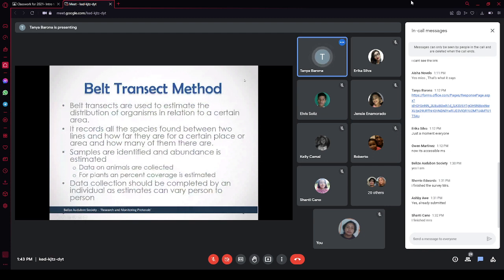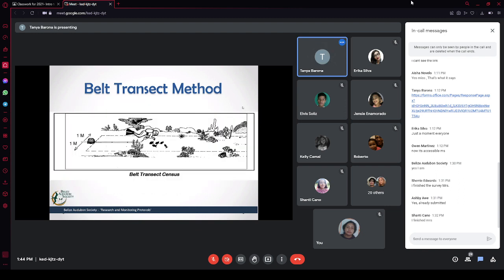All right, the other method is the belt transect method. This is used to estimate the distribution of organisms in relation to a certain area. It records all the species found between 2 lines and how far they are from a certain place or area, and how many of them are there. This is usually done for animals or moving organisms. Again, to estimate percent cover, or in this case for marine ecosystems, it looks at fish.